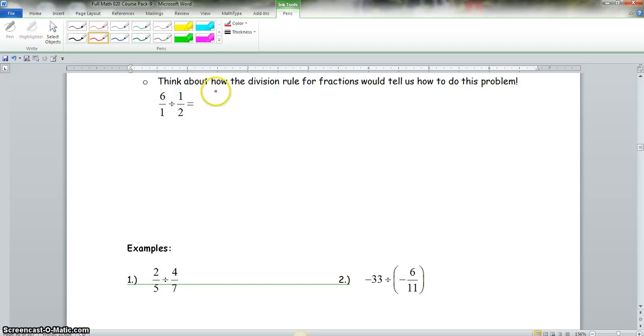Now remember, we keep the first fraction the same, 6 over 1. Division becomes multiplication, and we take the reciprocal, or as a lot of you have learned, to flip the second fraction. So now we multiply. 6 times 2 is 12, and 1 times 1 is 1. And we know 12 divided by 1 is 12. So that is our final answer.